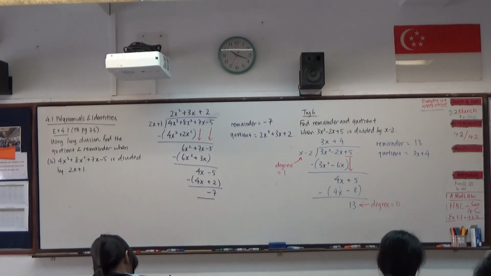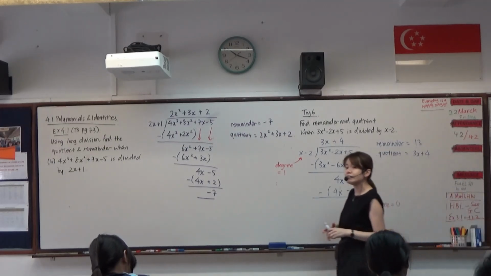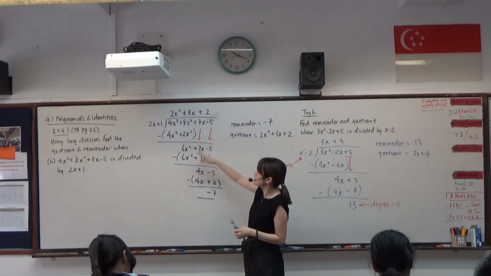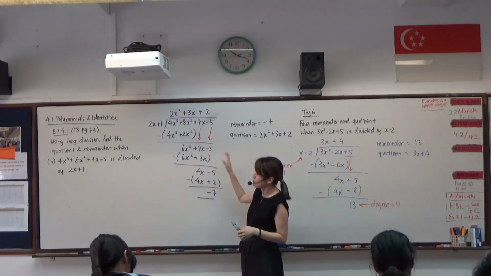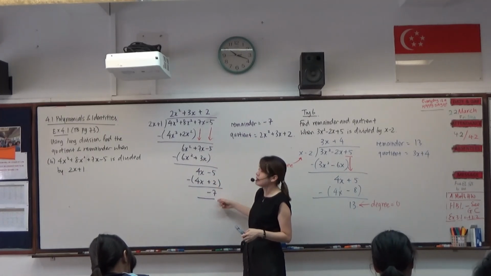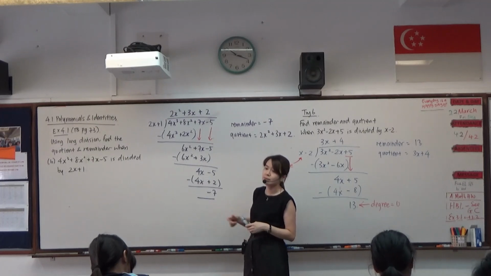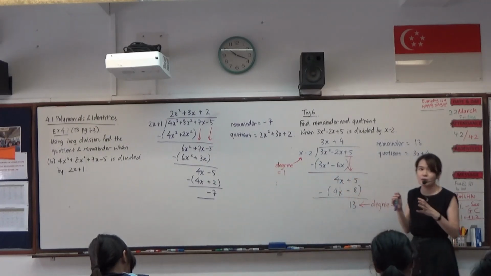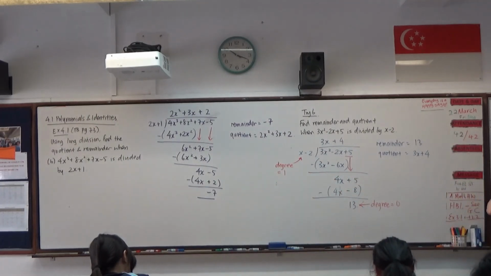Any other questions? Yeah, Alex. Why is the remainder a negative number? Because we're dealing with division with polynomials, okay, your remainder can be negative. It need not always be positive, unlike when we're doing our long division. Okay. Any other questions? Okay.